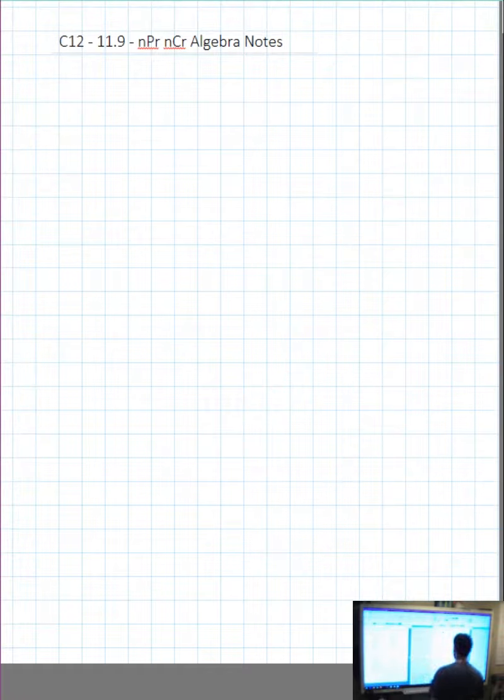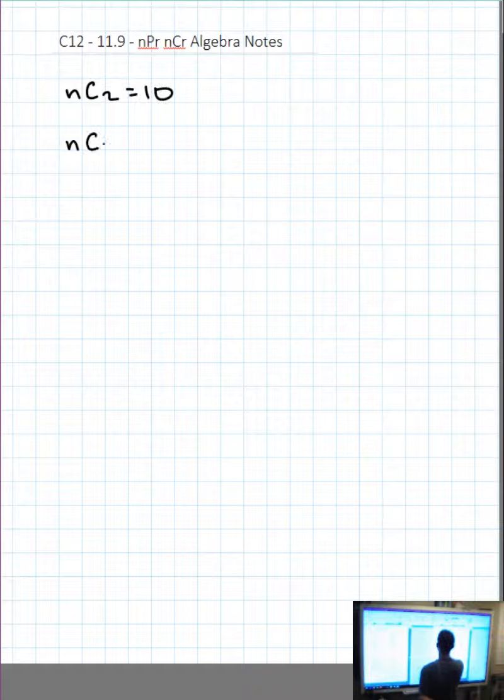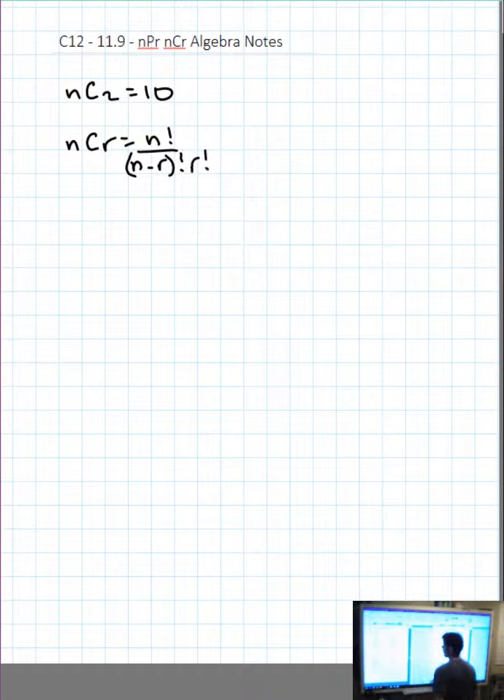Okay, NPR, NCR algebra. So let's propose that NC2 is equal to 10. Well, first of all, I'm going to write the NCR formula. NCR equals n factorial over n minus r factorial with another r factorial on the bottom. And I'm going to propose the question: NC2 equals, from the above.